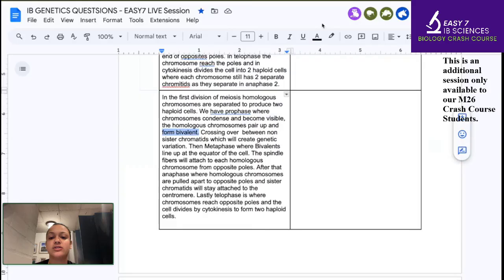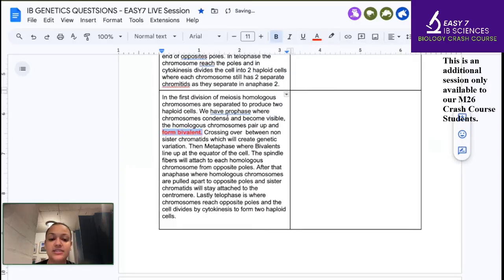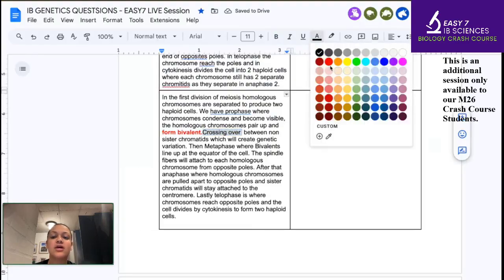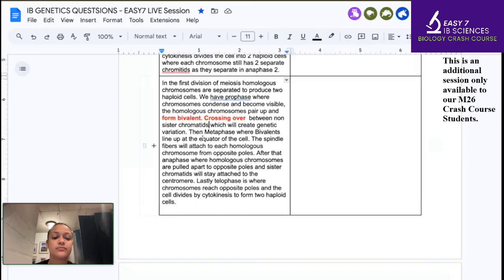This is a great word to use because bivalent is a key word, okay? And chromosomes condensing is also, and crossing over is another key word. So that's a very important thing that you guys can add into your papers, those keywords: bivalent, crossing over between non-sister chromatids, which then creates genetic variation. Thank you. That's really, really good. And remember, it's crossing over between the non-sister chromatids, yes, but between the homologous chromosomes, okay?